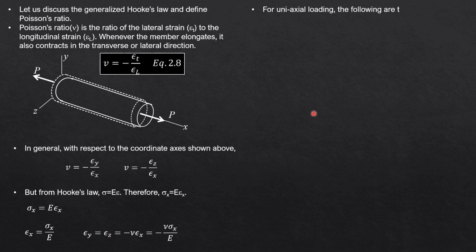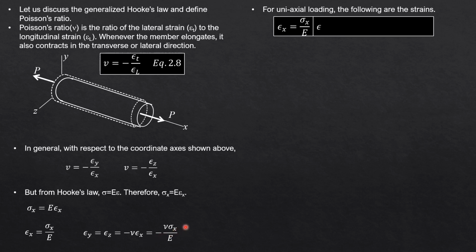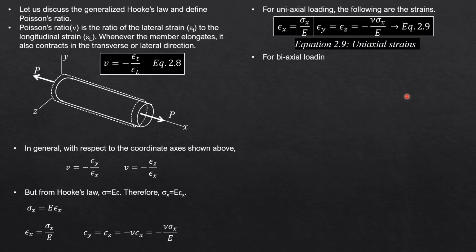For uniaxial loading, the following are the strains. Strain along x is sigma x over E. Strain along y equals strain along z, which is negative Poisson's ratio times strain along x, or negative Poisson's ratio sigma x over E. From these results, call this equation 2, the uniaxial strains. For biaxial loadings by the superposition method, the following will be the resulting strains.